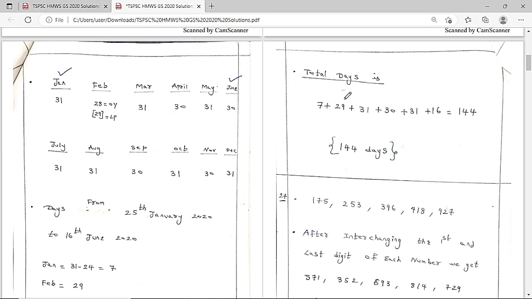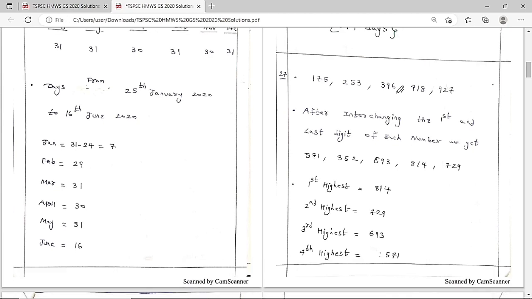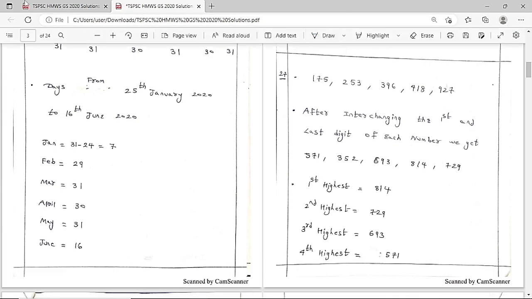So therefore, in January we have 7 days, February 29 days, March 31 days, April 30 days, May 31 days, and in June 16 days. If you add all these things, we are going to get 144 days. So this is the correct solution of this question. So now we are going to solve another question.